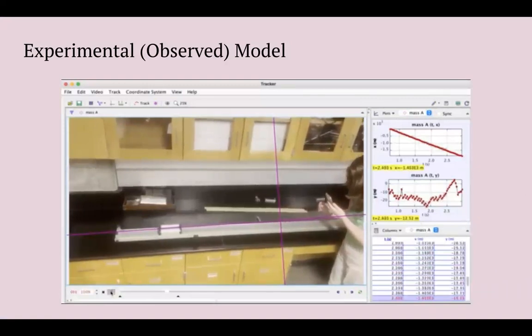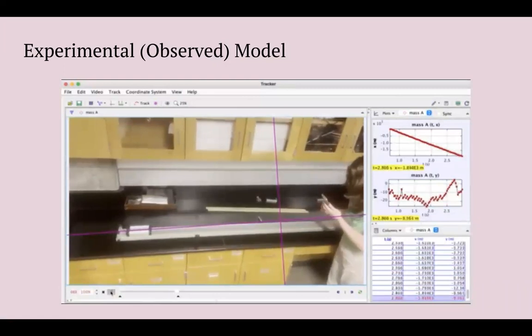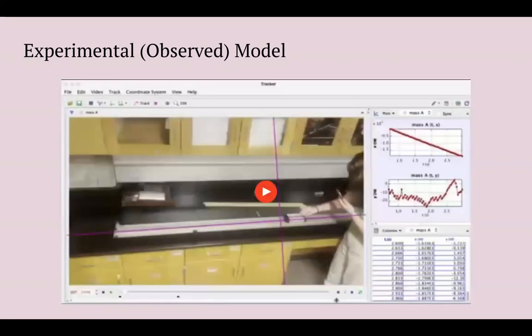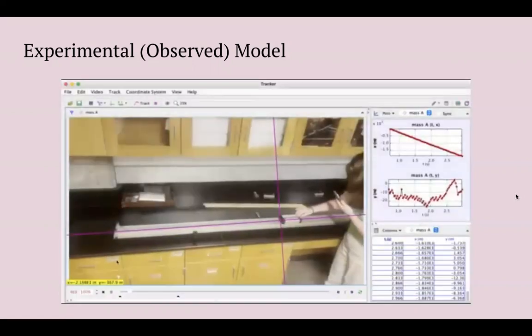Something important to note is that I started the time at t equals 0.7 seconds because that was when we let the slider go and it began moving in a constant velocity. So instead of t equals 0, my initial time was t equals 0.7.